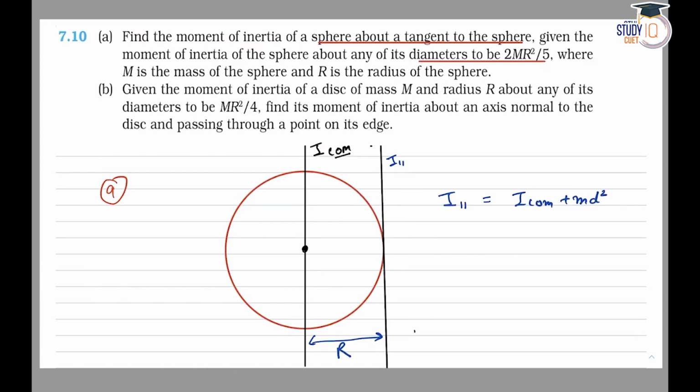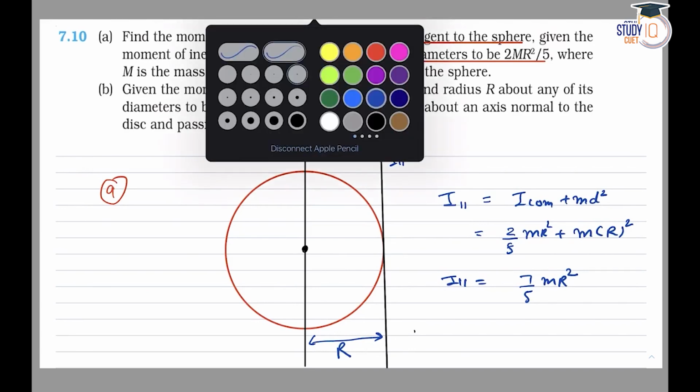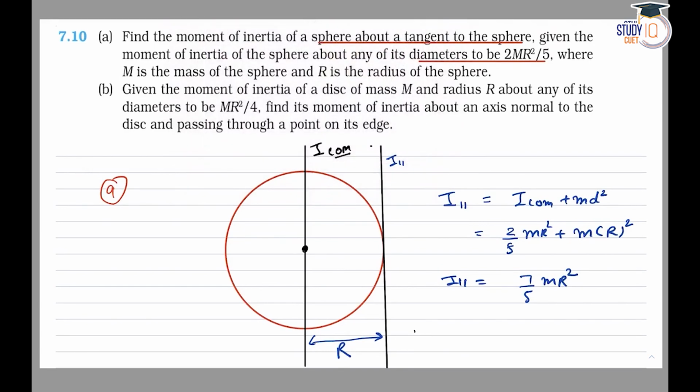So the moment of inertia about an axis which is acting as a tangent to the solid sphere can be written as I parallel is equal to ICOM plus md square. The moment of inertia about the center of mass in this situation is 2 by 5 mr square, plus md square. The value of d in this situation is r. So the moment of inertia about an axis which is tangent to the solid sphere can be written as 7 by 5 mr square.